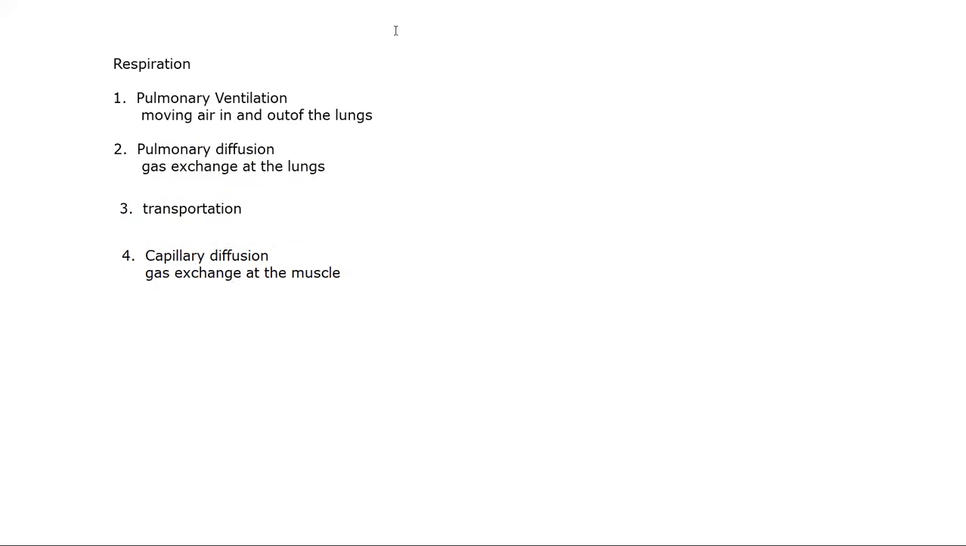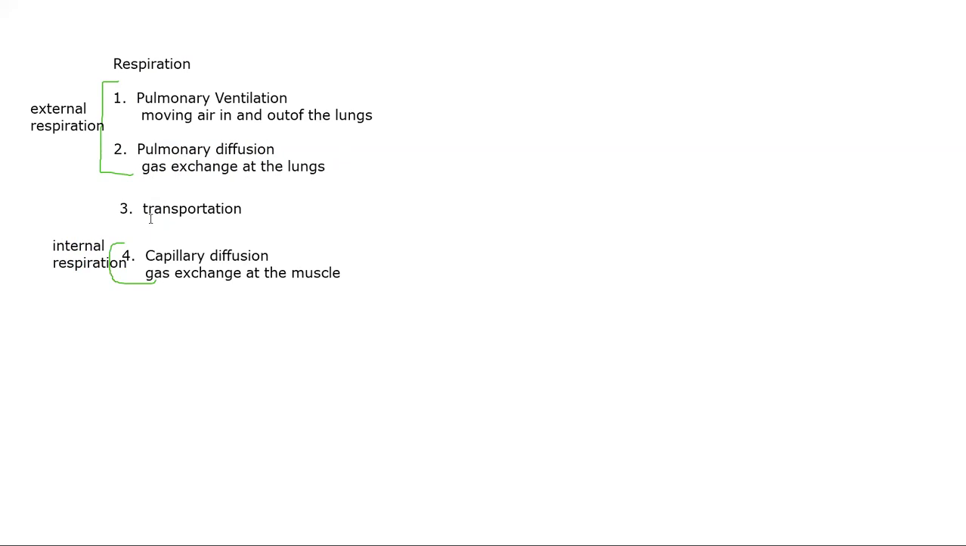The first 2 together are considered external respiration. Capillary diffusion is considered internal respiration. And then transportation is the link between the two, the link between the external and internal respiration.